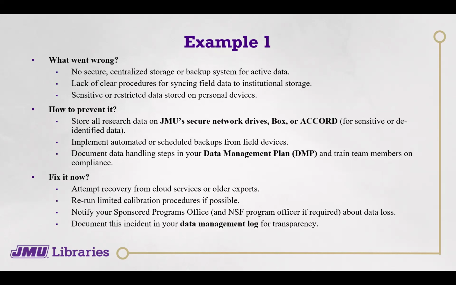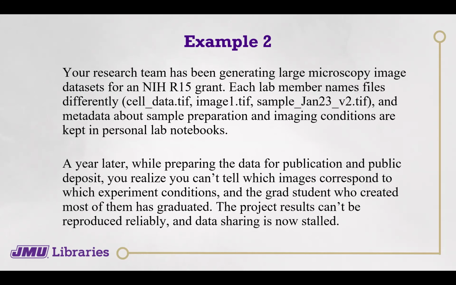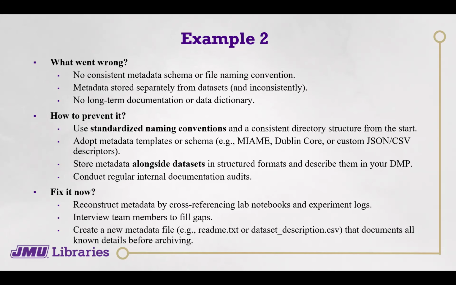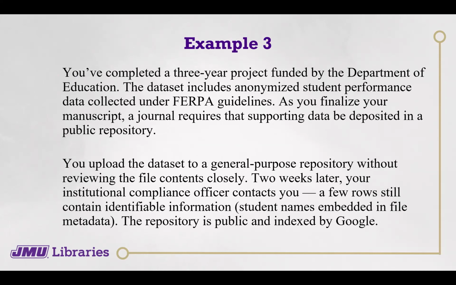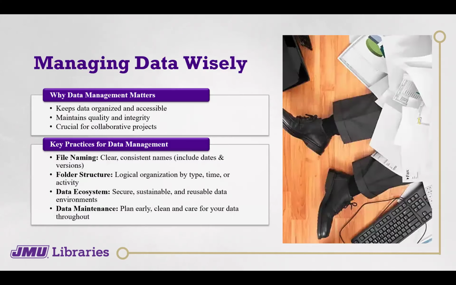Here you'll see that we ran into some problems with storage, there weren't clear procedures. You'll think through how to prevent it and how to fix it now. I've made these pretty tailored to something that you would see in your grant process. There are three different types of examples, covering things like storage, spreadsheet hygiene, and file naming conventions.